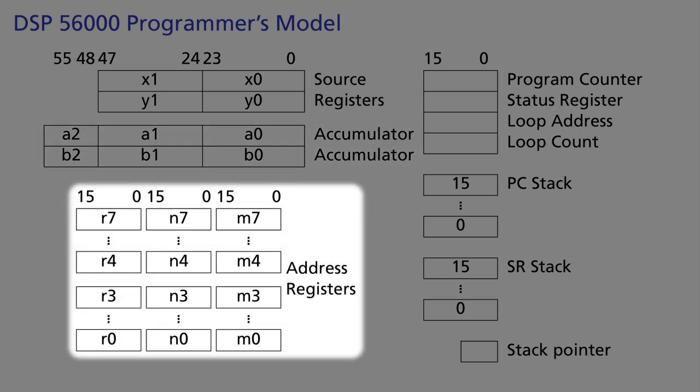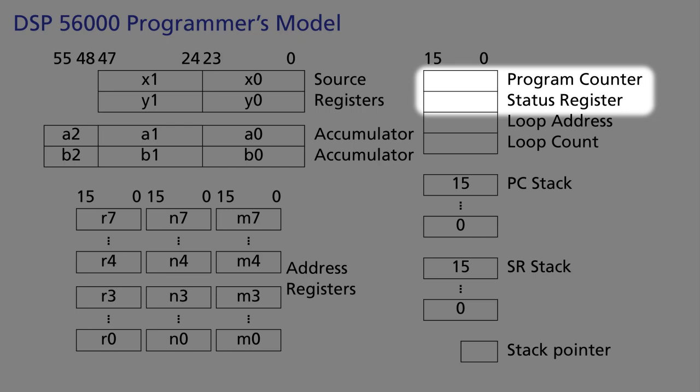There are 8 groups of address registers, which are quite powerful in the 56000. They directly support wraparound buffers. Each group of 3 registers holds an address, the size of a buffer, and a stride that controls how quickly a program steps through the buffer. On the right are miscellaneous registers, including a conventional program counter and status registers.